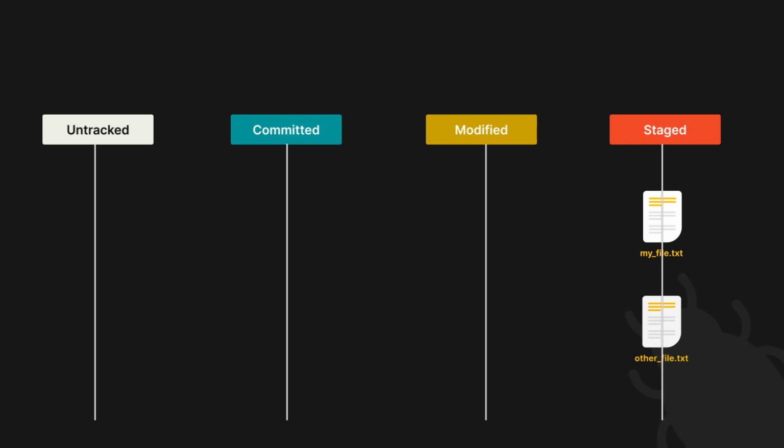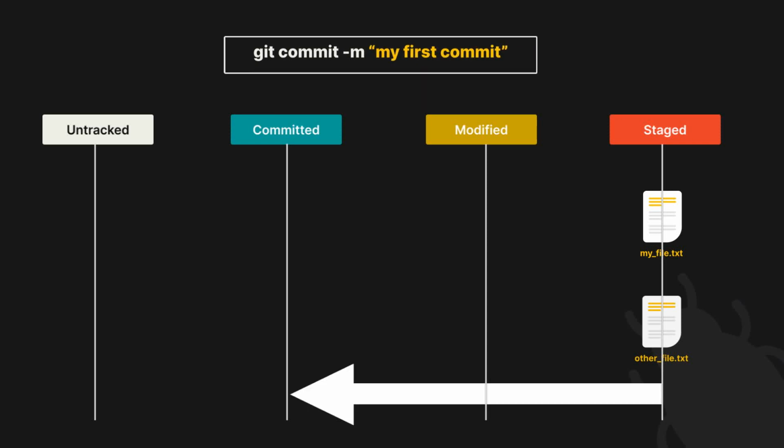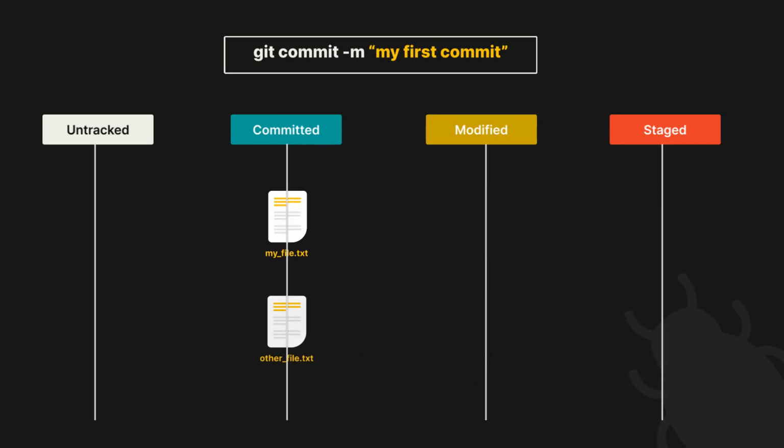Since we want to save these files in the repository and create a new point in the repository's history, we will use the command git commit my first commit. This means that we are creating a historical reference point for the project and assigning a description of the changes made. Very useful and simple, right?